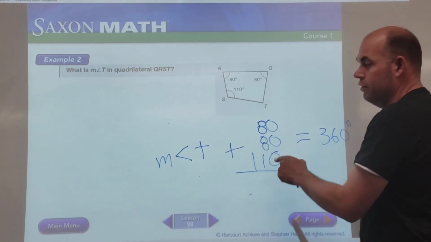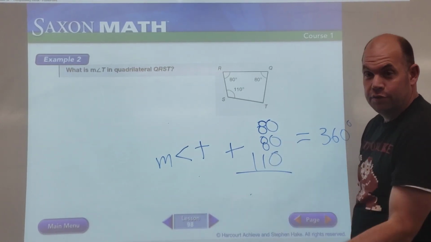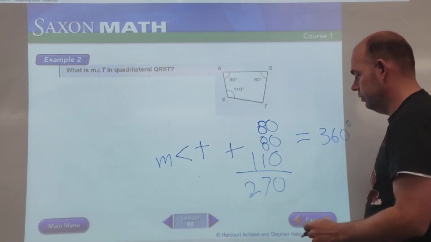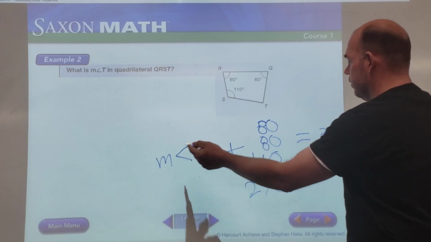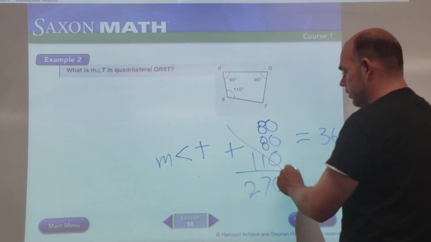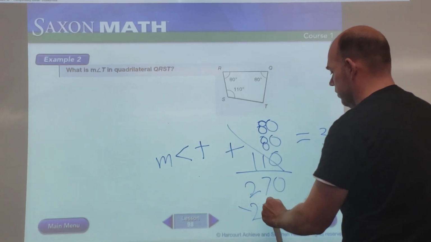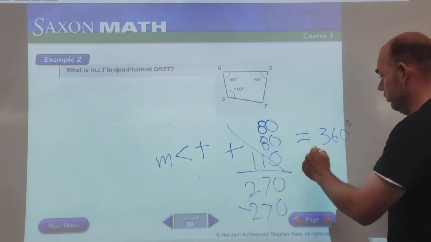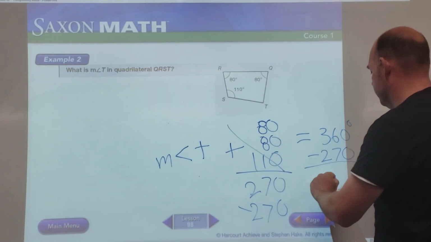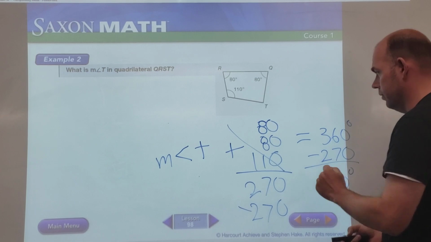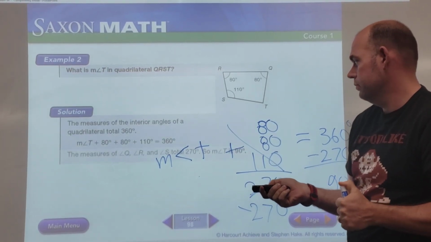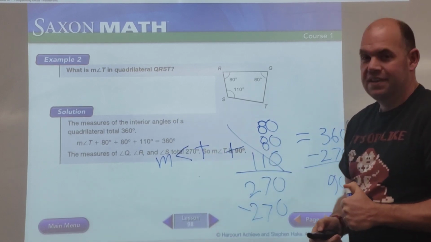So 80 plus 80 is 160, plus 100 is 260, plus 10 is 270. We could have also just totaled them down. So 270 plus angle T equals 360. So all we have to do is get rid of this from this side of the equation by subtracting it. Subtract 270. We have to do that on both sides. Subtract 270 here. 360 minus 270 equals 90 degrees. So that's going to be our measurement for T, unless I messed it up, which sometimes I do. Nope. Measurement T is 90 degrees.